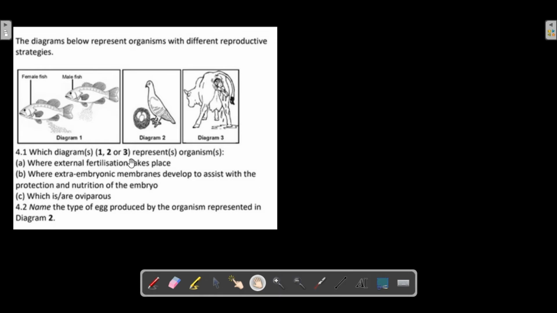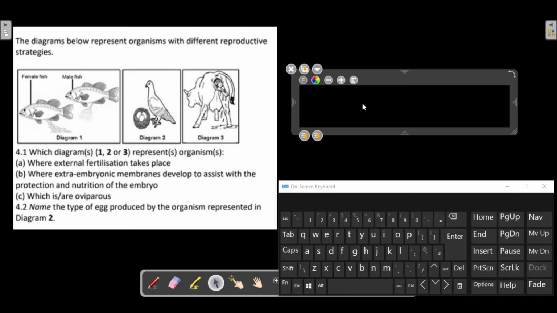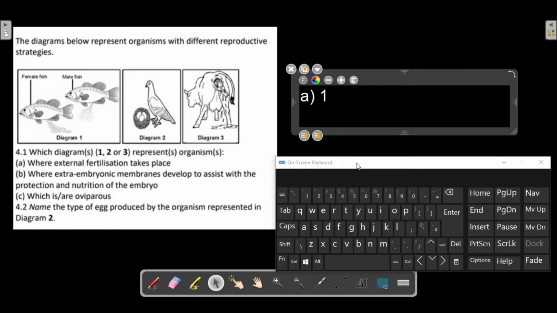So the question says, which diagram or diagrams, 1, 2, or 3, represents organisms, A, where external fertilization takes place. That would be diagram 1. As you can see, these fish release their gametes outside of their bodies, and particularly outside the female. The fertilization will happen outside the female's body, so that will be diagram 1 for A.